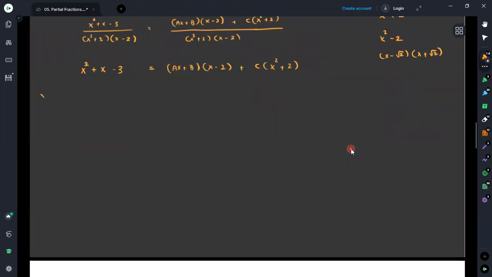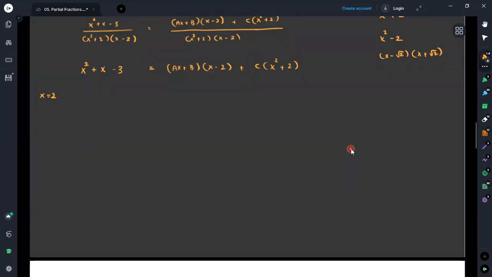Now we can set the value of x equals 2. As soon as we see this equation, we can see that x minus 2 is there. Therefore, if you set x equals 2, then this entire part becomes 0. Then we can easily find the value of c.